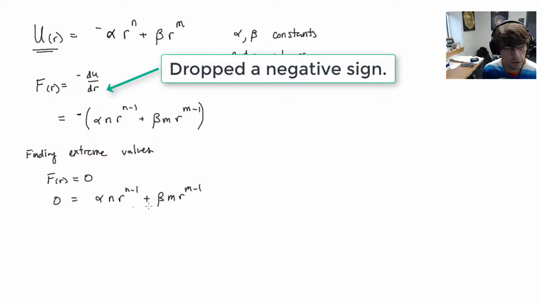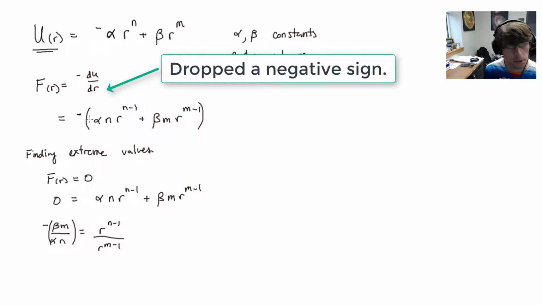Well, looking at this, we want to find the values of r. So I guess we'll just work in terms of variables. Beta m over alpha n, that's just some constant. I've got all those numbers. Equals, so this would be r to the n minus 1 divided by r to the m minus 1. Put that in parentheses.